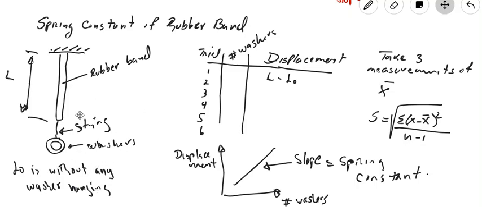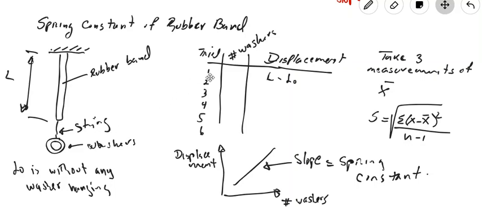Now, after that, you're going to start hanging some washers, 2 by 2. You need to have 12 washers of the same size, the same material, so all have to have the same weight. So the first thing you're going to do is add 2 washers here. You're going to measure the new length, and then you will put in the table the displacement. The displacement is the difference between the length when you have 2 washers hanging, subtracting from that value the initial length.